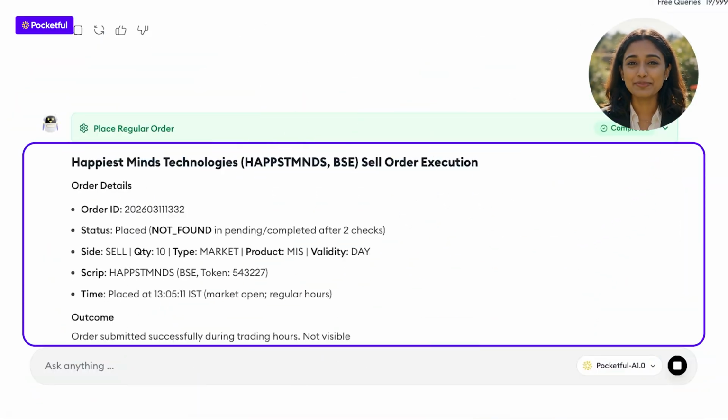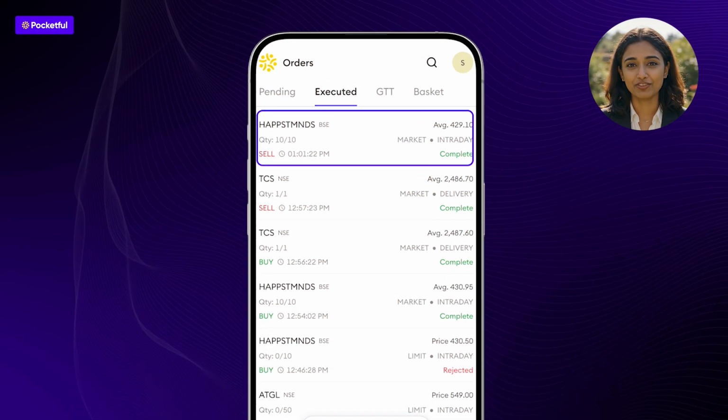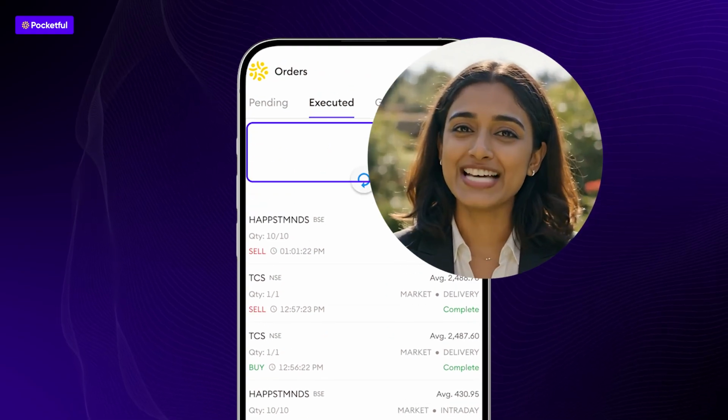Pocketful GPT will analyze the current market conditions, price movement, and target levels, and then execute the sell order through the Order section of the Pocketful app. Once the order is completed, the transaction is automatically updated in your portfolio and order history.